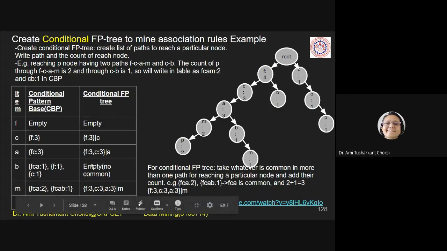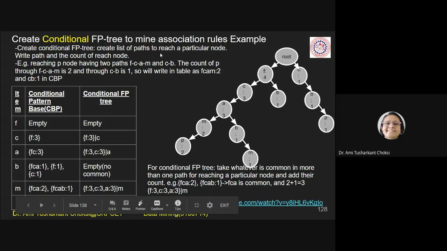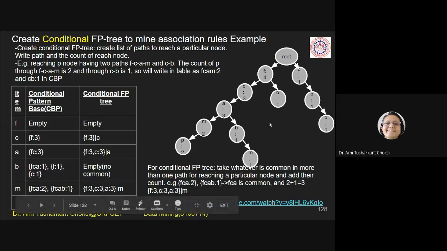Same way we'll do that for M, and same way we'll do that for P, right? That is, you can say FCAM and CB. That's what we have considered before also, right? This CB, FCAM and CB. So that's what we have written below. That is the last line of our table. And FCAM 2 and CB 1, right? So what do we do over there? What is common in that? In both the paths, what is common is C. So we have considered that and taken the summation of both of them. That is 3. So we are having conditional FP3, where we'll be representing it as C:3, to reach a particular node, that is P. Fine. For explanation also, you can see this particular YouTube video. Fine. Okay.